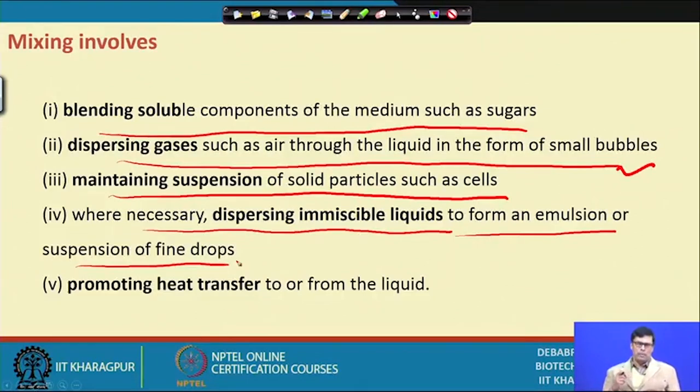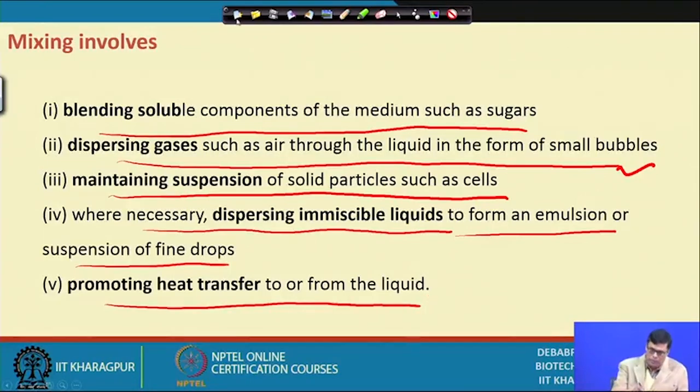I can give the example of lipids, which are basically insoluble in water. Am I right? So if we want to solubilize the lipids, it is very difficult to do that. So what we can do is disintegrate the fat globules into finer globules and make a suspension, which is usually done in the dairy industry. And promoting heat transfer to and from the liquid, that heat transfer also plays a very important role.